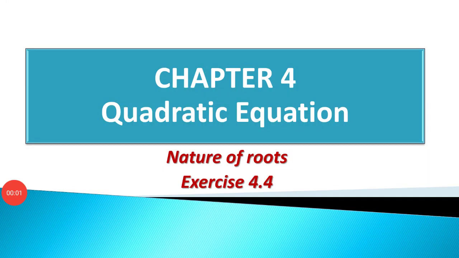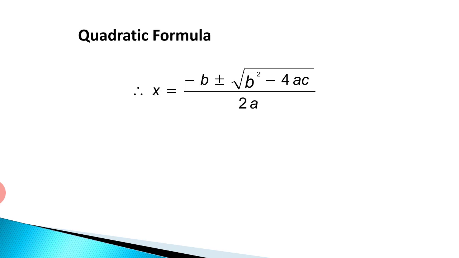Welcome students. In this video we are going to see nature of roots and exercise based on that concept. In earlier videos we have seen the quadratic formula, which is x is equal to minus b plus minus square root of b square minus 4ac upon twice a, and we have seen that the discriminant, which we call b square minus 4ac, is the deciding factor for nature of roots.